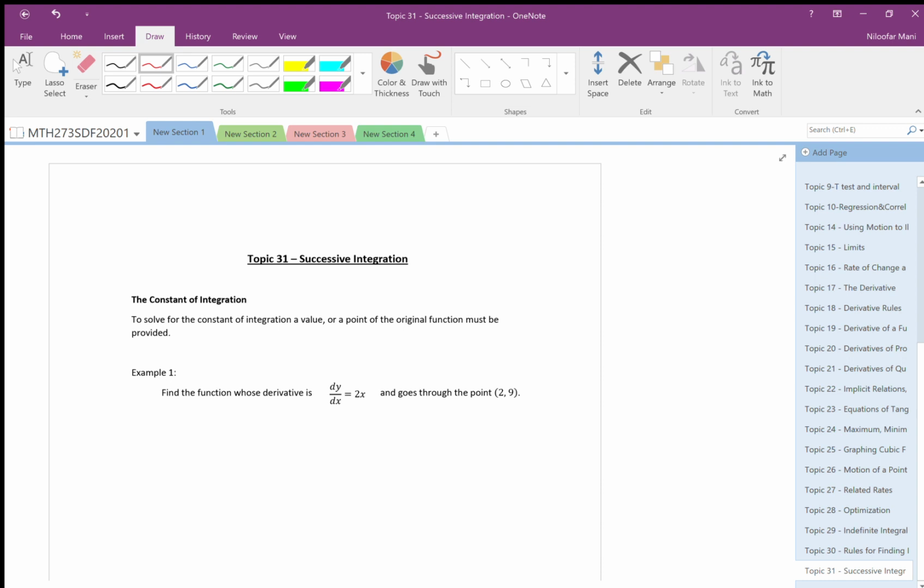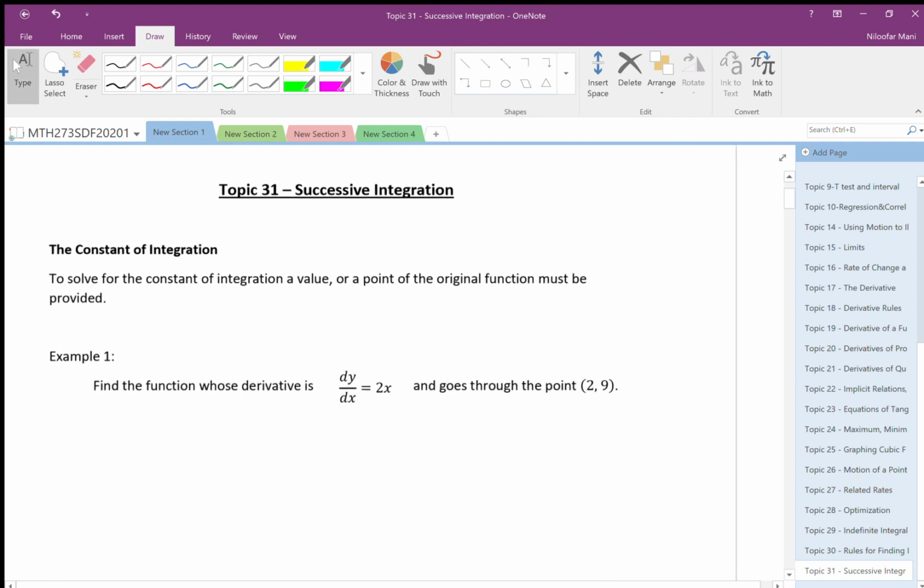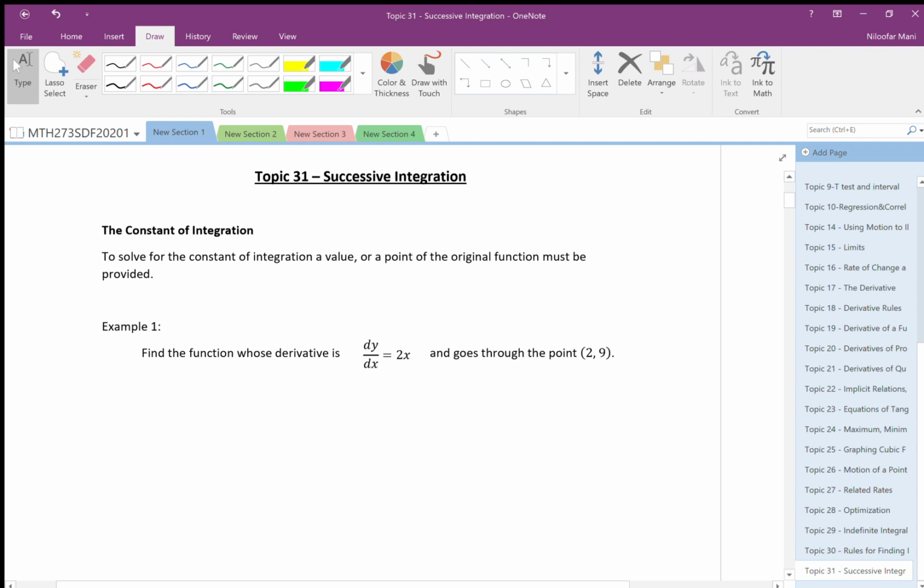Hi everyone. So here I can continue on the lesson topic 31. Successive integration. When we continue to do integration, for example, I receive the second derivative and I find the first derivative and the original function. Also, I can have more information in the question and I can find C, which is the constant of integral.